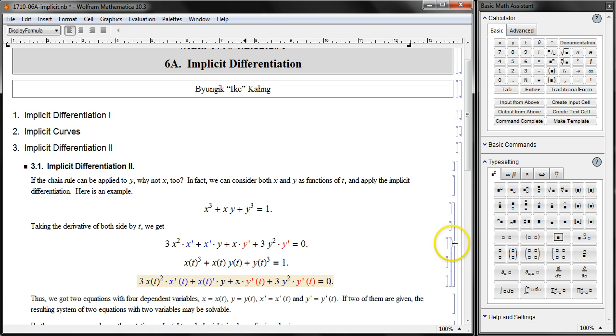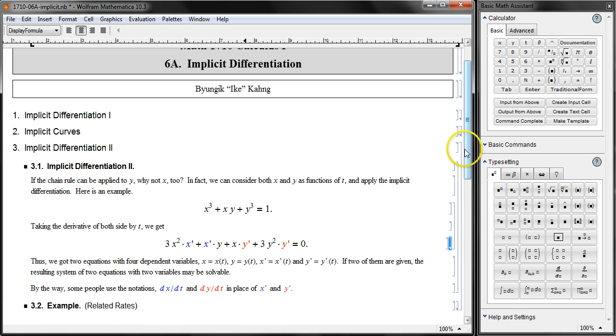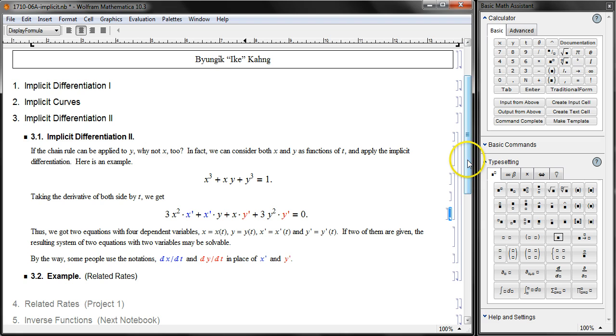In short, we're going to have primes everywhere, and that's implicit differentiation too, and we don't have a separate name for that. It's just another aspect of implicit differentiation when both variables are dependent. Or if you have z, or u and v, or even more variables, you can make all of them dependent with respect to time t. And that kind of implicit differentiation is something we're going to study here.